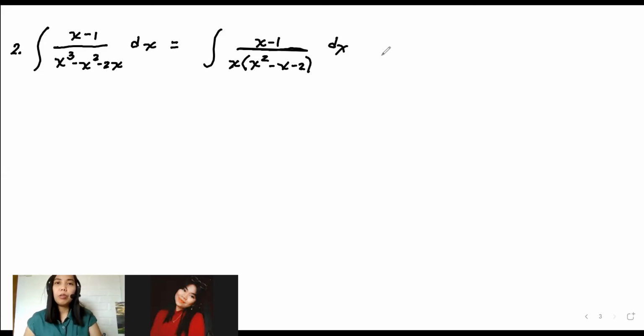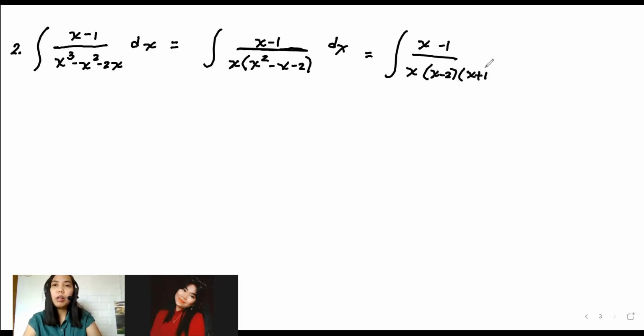And then, when we simplify it again, since the numerator is linear, and our denominator, when we factor x squared minus x minus 2, we will have x minus 2 and x plus 1.